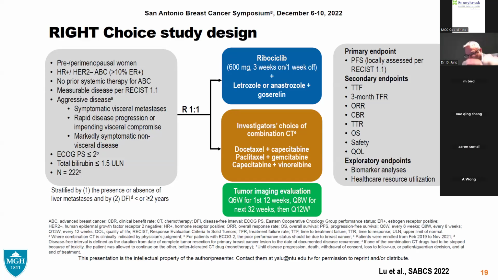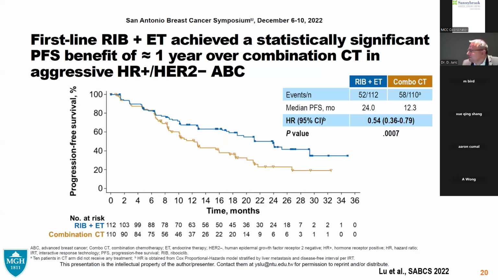All right? So here we are literally testing whether being smart is better than simply hitting this tumor hard with doublet chemotherapy. And what did we see? We saw a hazard ratio of 0.54.